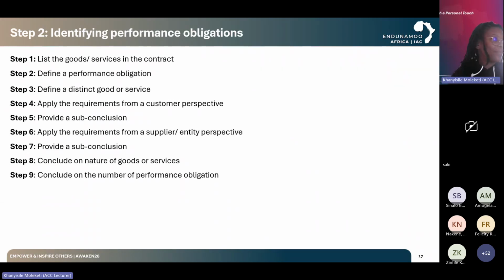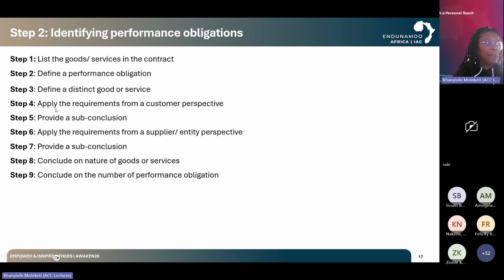Then step 1 is you apply the requirements from a customer perspective. So you apply capable of being distinct to each of the promises. So you apply it to the car. Can the car be used by itself with other readily available resources? Can the service contract or the service plan be used by itself with other readily available resources? Can the warranty be used by itself with other readily available resources? Apply to all 3. And to all 3, you provide a sub-conclusion.